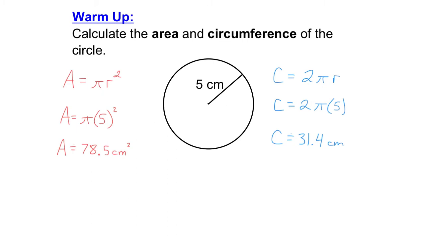Okay, so two formulas that you may have remembered from previous grades. Area of a circle is pi r squared. Circumference is 2 pi r. So if we know what r is, we can just plug those values into our equations and solve. So we should end up with 78.5 centimeters squared for the area of the circle and 31.4 centimeters for its circumference, which is the distance around the outside.